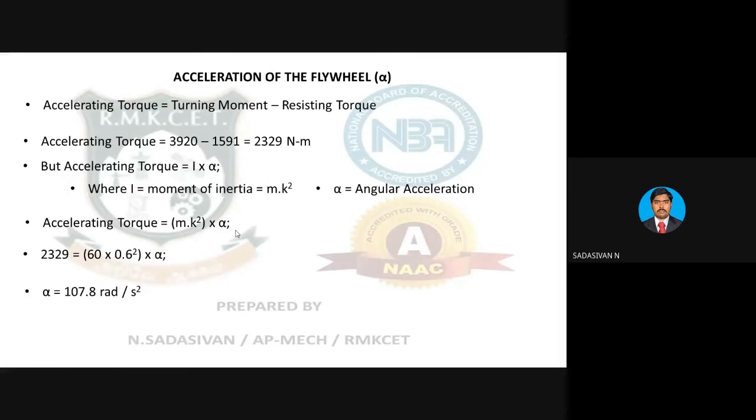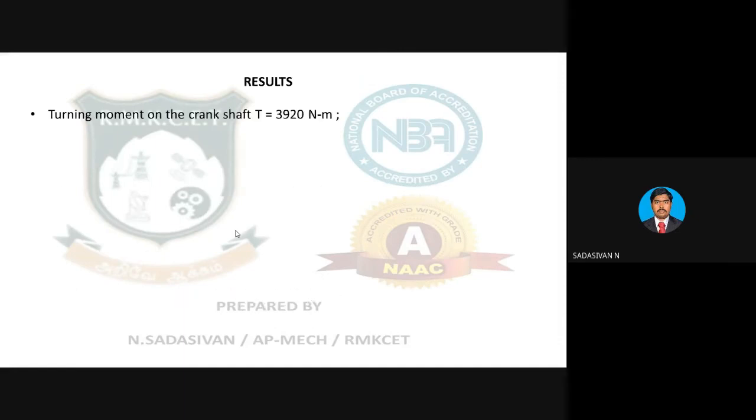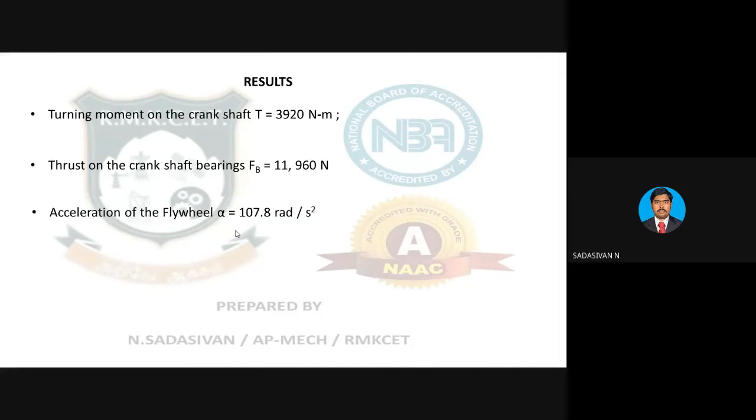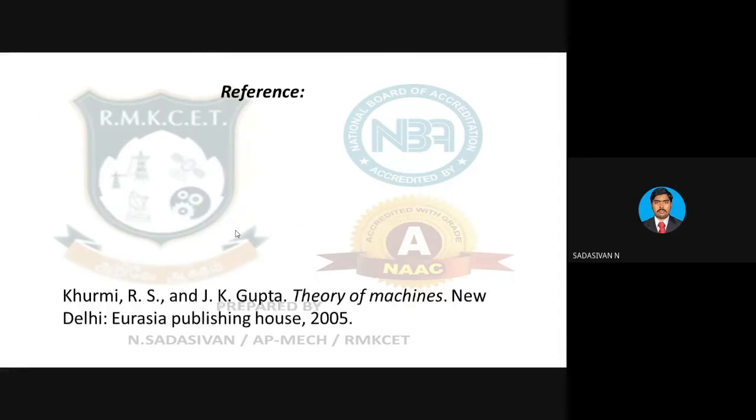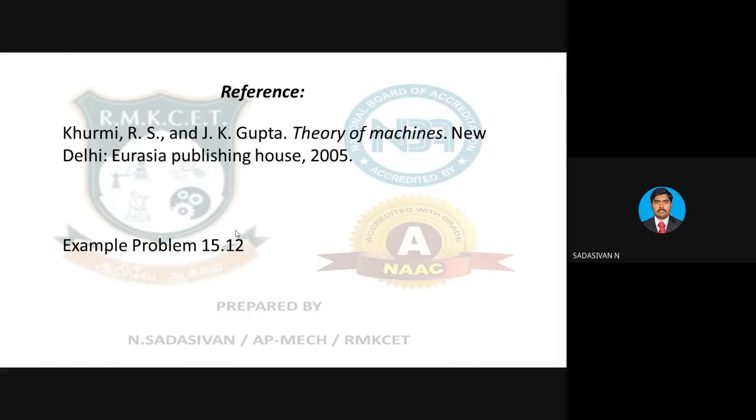That is the end of the problem. Therefore, acceleration of flywheel alpha equals 107.8 radians per second square. We will sum up the results. Turning moment on the crankshaft 3920 Newton meter. Thrust on the crankshaft bearing 11,960 Newton. Acceleration of the flywheel 107.8 radians per second square. So 3 questions, you have answered all the 3. This is taken from your Kurmi textbook, problem 15.12.